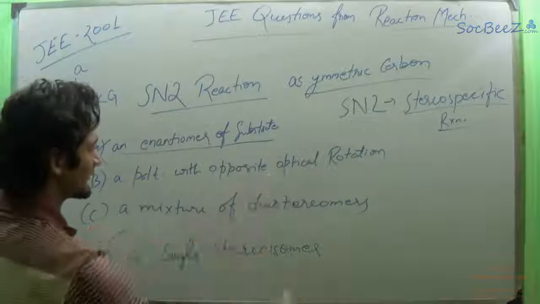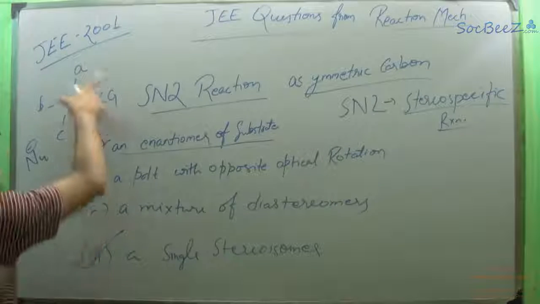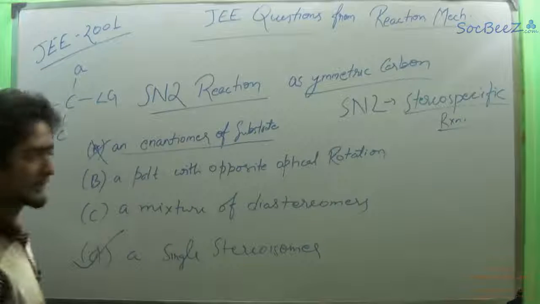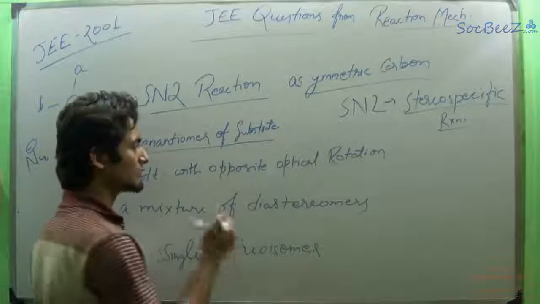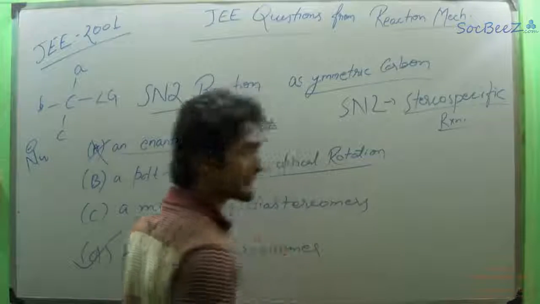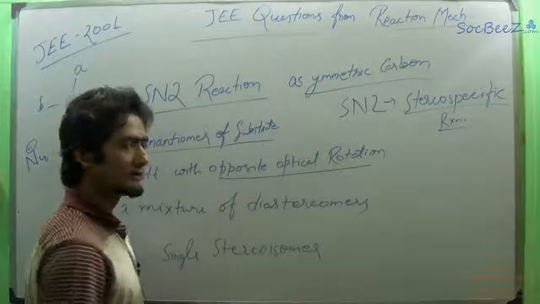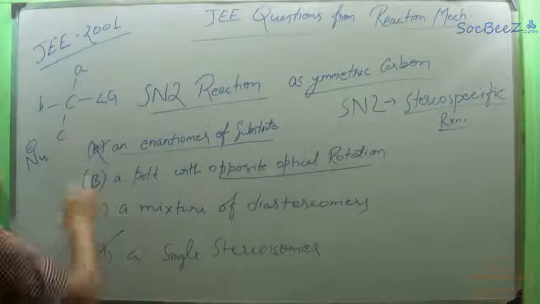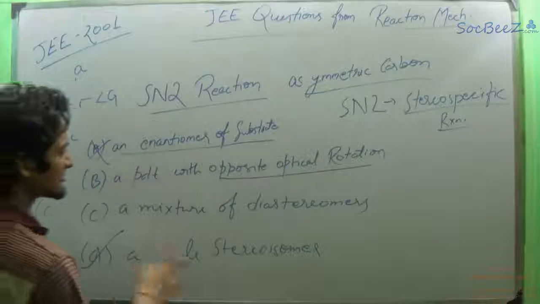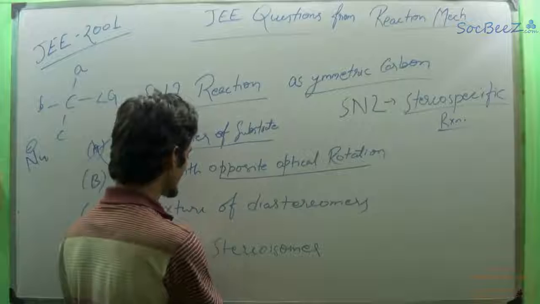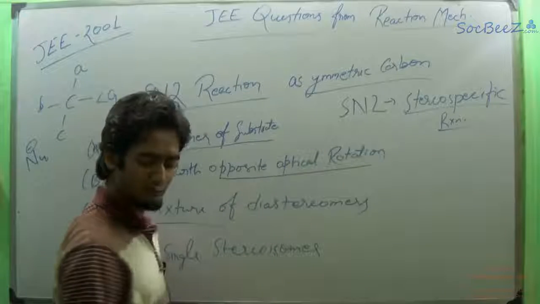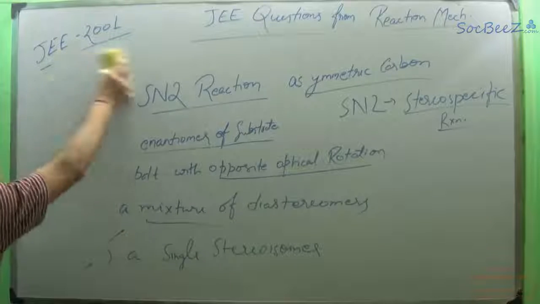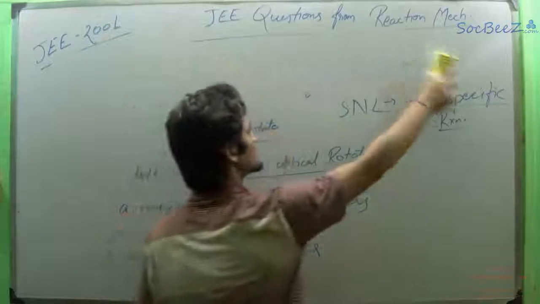A product with opposite optical rotation: once we have changed any of the substituents of a chiral carbon atom, we cannot comment about what its optical rotation will be after the reaction. We don't know whether it will be opposite or the same, until and unless we know all four groups. A mixture of diastereomers, no, it cannot be a mixture, because the SN2 reaction is stereospecific. It will yield a single specific product. A unique reactant will give a unique product.